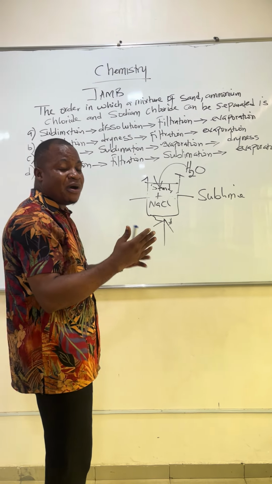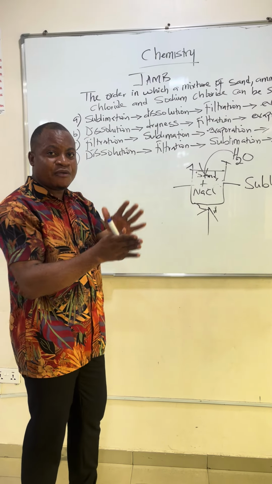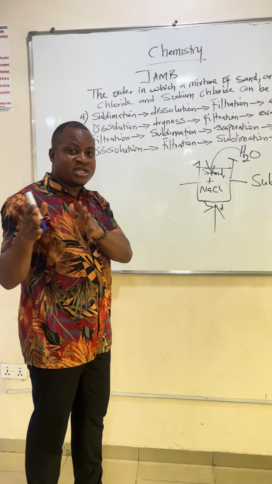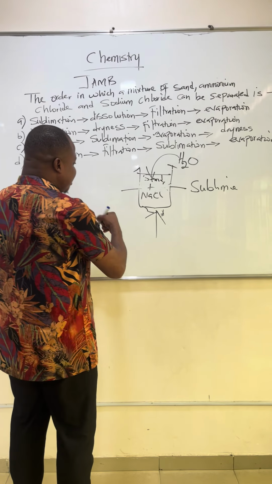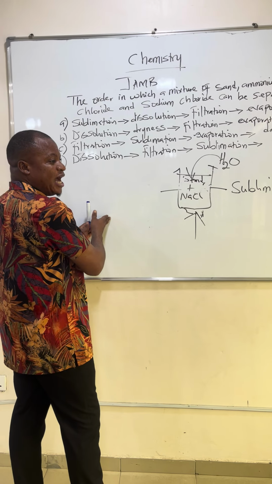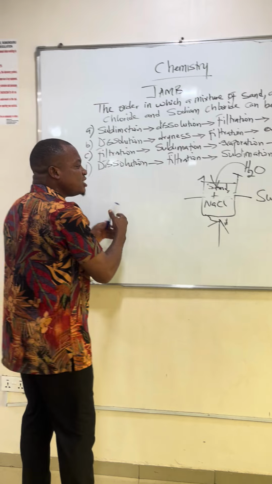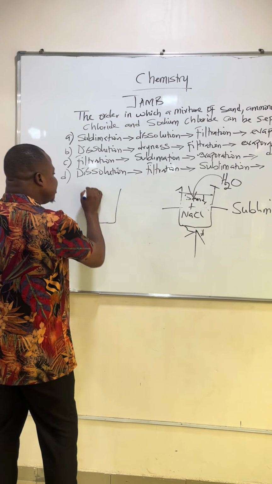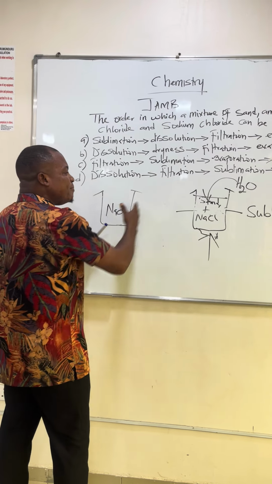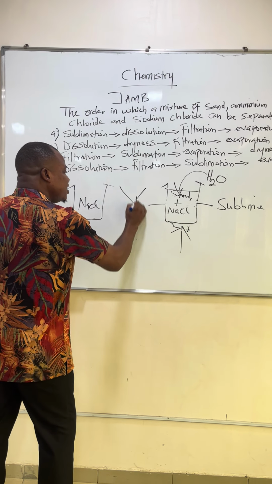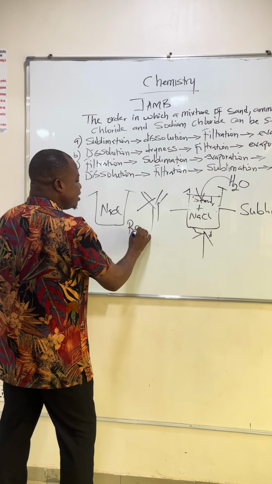When we talk about decantation, we allow the sand and the salt solution to stand, then we pour away the water, leaving behind the sand particles. The filtered water, or filtrate, that we have is still not pure. That water still contains salt, which is sodium chloride. The sand will be collected inside the funnel or another container as residue.